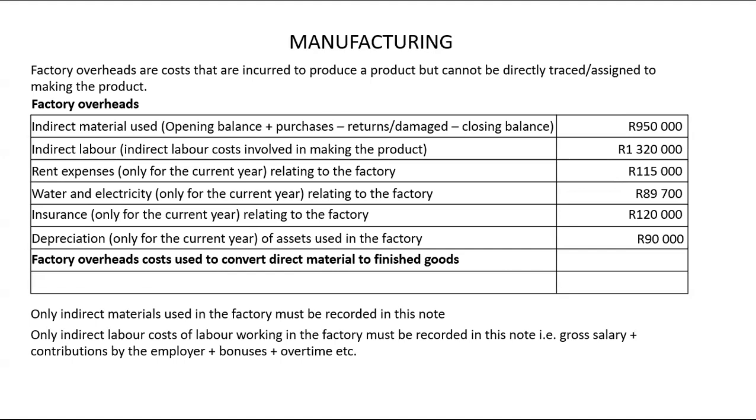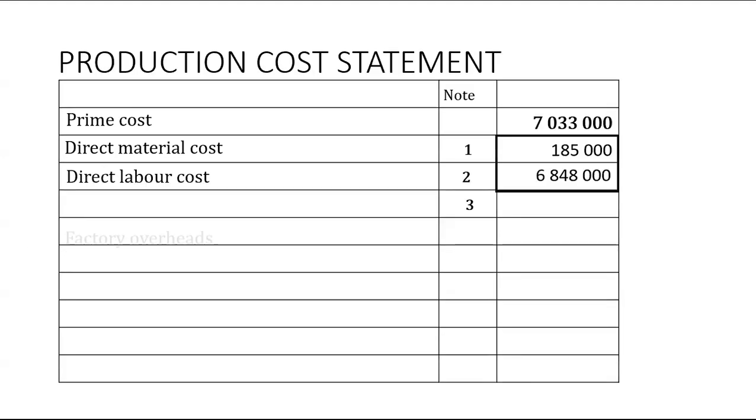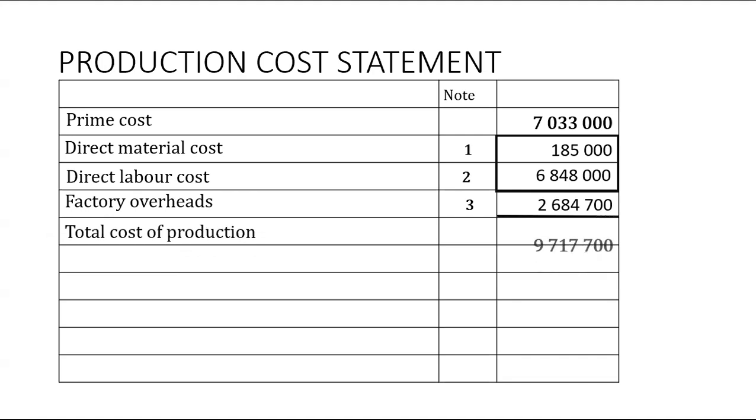Okay, this is what a lot of businesses like your Nestle, Tiger Brands, I know that Woolworths produces its own products. All of those, this is what they must do. And then you're going to get 2,684,700. That 2,684,700, you're going to take it to your production cost statement. You're going to write it there as factory overheads. And then you're going to add it with your prime cost to get what we call total cost of production.